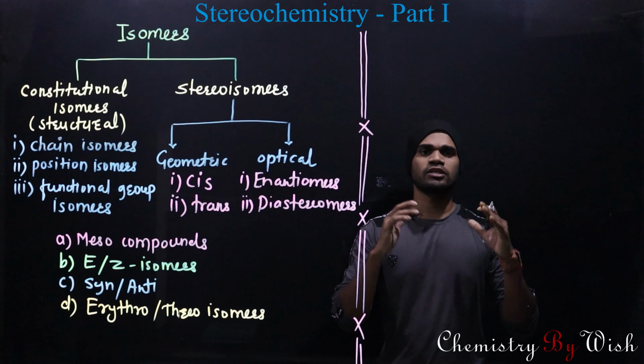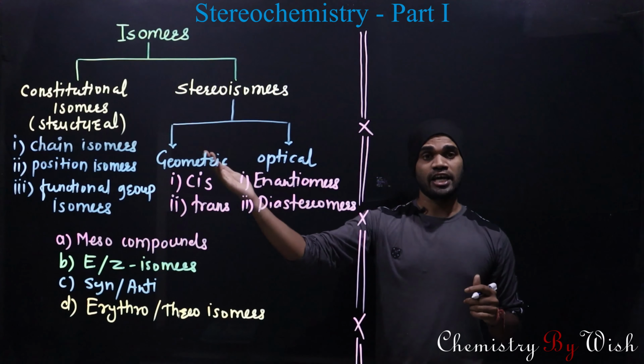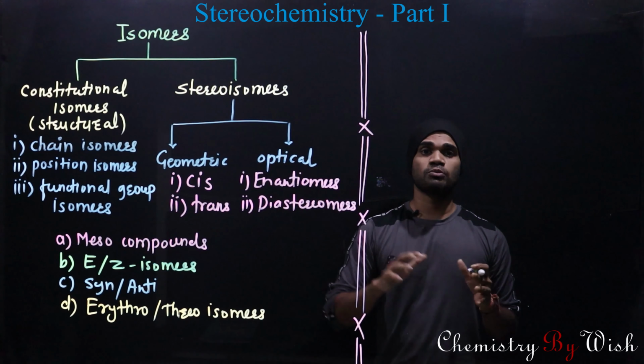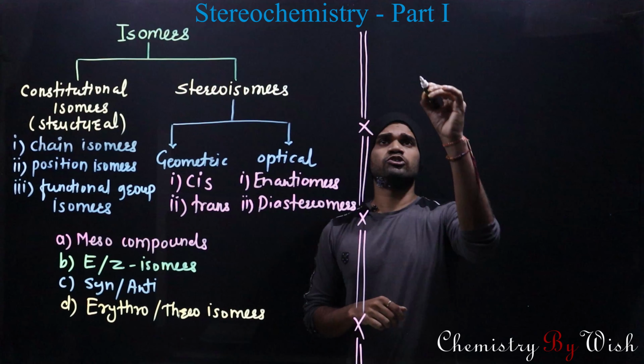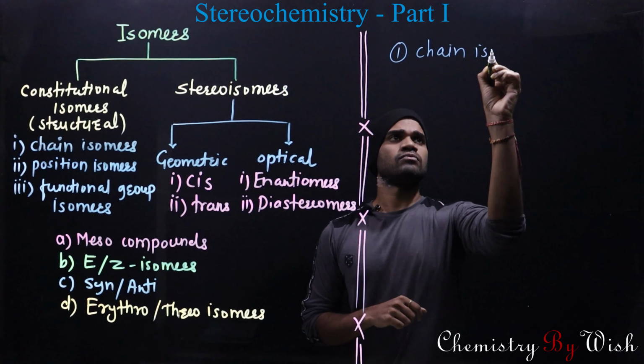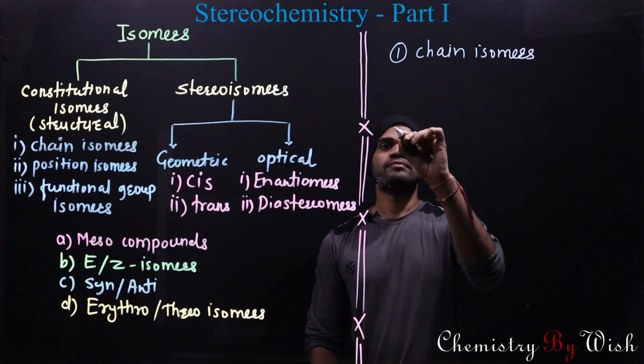Constitutional isomers are further divided into three types. The first type is the chain isomer, the second type is the position isomer, and the third type is the functional group isomer. We will study constitutional isomers one by one. First is the chain isomers. So let's look at an example.